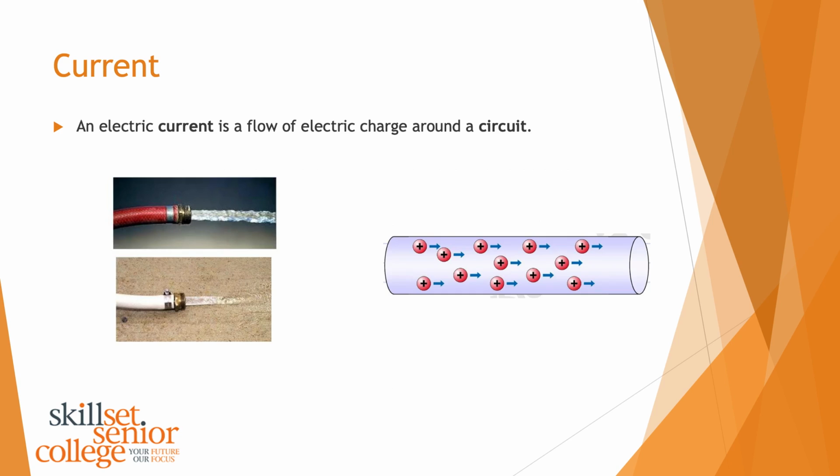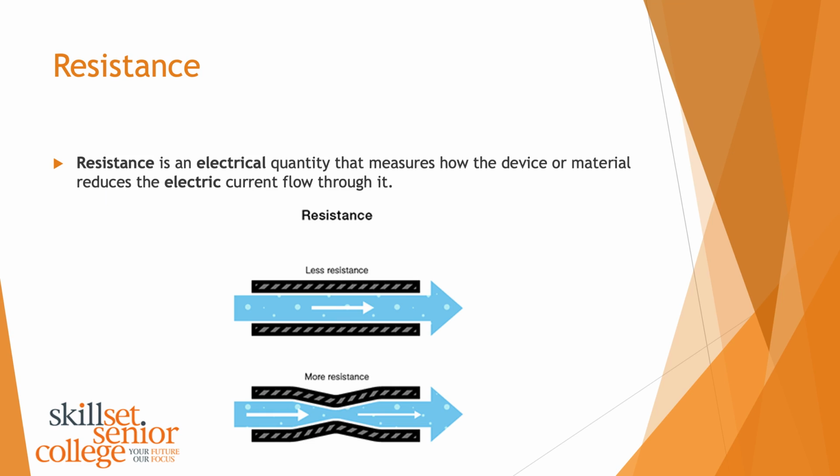Current then is like the water flowing through the hose. An electric current is a flow of electrical charge around the circuit. So you can have a high flow or a low flow, and the flow is really affected by the pressure of the tap. We talked about voltage, but also the diameter of the hose, or the resistance. So the flow rate is really linked to the power supply and the resistance of the circuit. Resistance is an electrical quantity that measures how the device or material reduces the electric current flow through it. So you can have less resistance or more resistance depending on what kind of resistor you have.